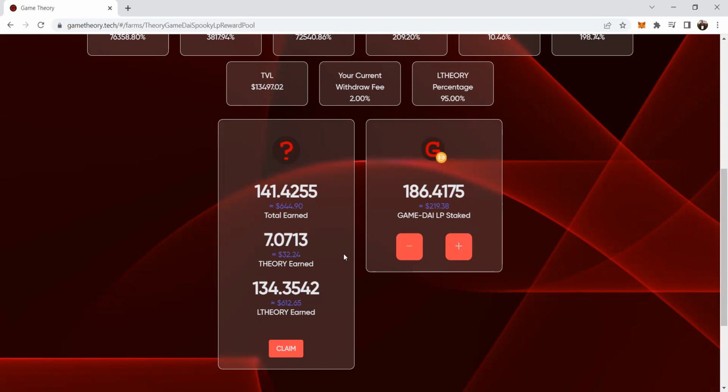The second way that L Theory tokens would be turned into Theory tokens is through purchasing and utilizing an NFT, which will actually be released in the next couple of days. And we're going to do a tutorial video on the NFTs when they get released. The third way to turn L Theory tokens into Theory tokens is by playing our game Brutal Network, and there will be quests and challenges that can be completed in that game, which can also unlock Theory as well.